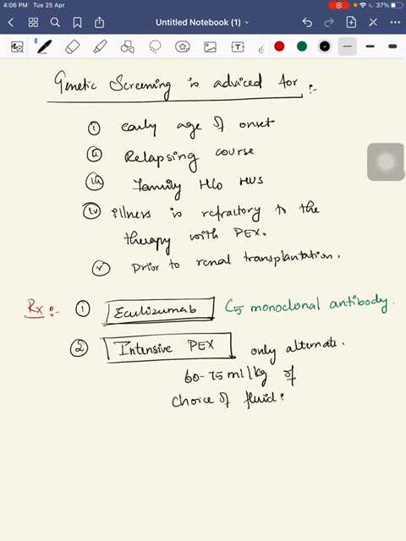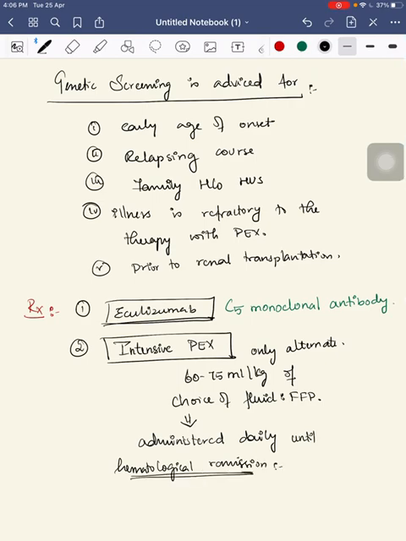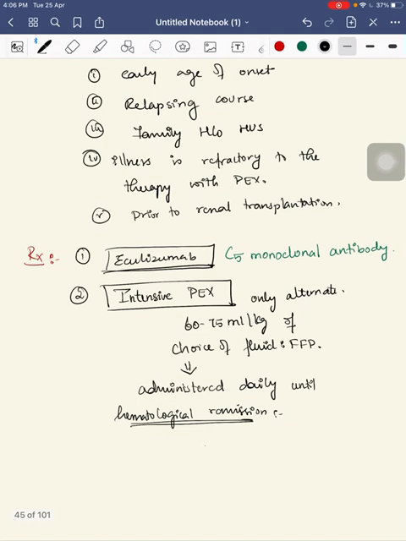Start with 60 to 75 ml per kg of exchange. The choice of exchange fluid is FFP, fresh frozen plasma. These are administered daily until there is a hematological remission.